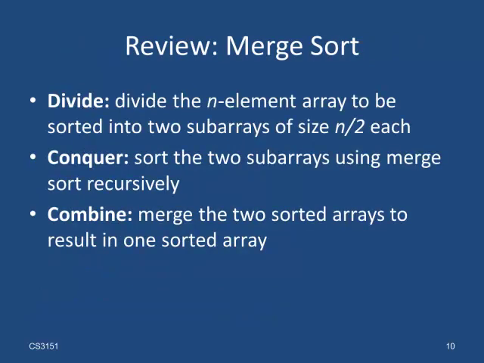Let's go through the same process for another recursive algorithm. Merge sort is a divide and conquer approach to sort an array. Merge sort divides the array into two halves and then sorts each half recursively. In the combine step, the two sorted halves are merged together to become one sorted array.